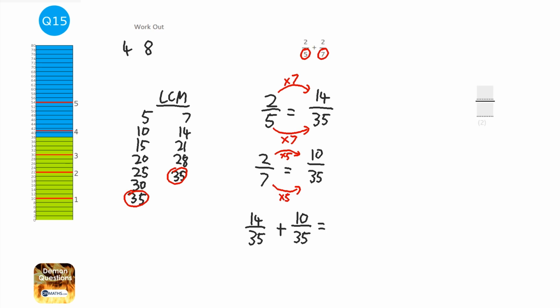Now when the bottoms are the same, which they are here, then you just add the tops. So that's going to be 24 over 35. Now make sure you don't add the bottoms, they stay the same. So the answer is 24 over 35. Now if you can simplify this, which you can't on this one, but if you can, make sure you also simplify.